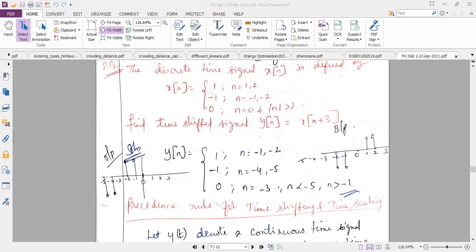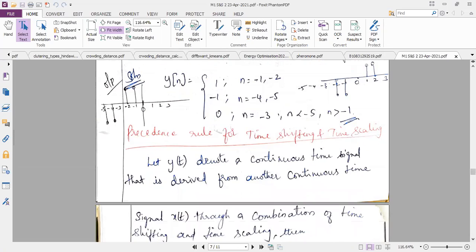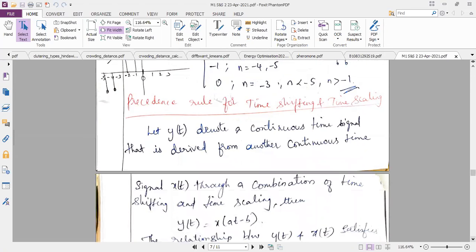The next thing is the precedence rule for time shifting and time scaling. The precedence rule is nothing but which rule we can use first. Suppose in the equation both time shifting and time scaling are present, which rule do I have to use first? You need to know only the concept, no theory. Write it in your notebook with the title precedence rule for time shifting and time scaling.